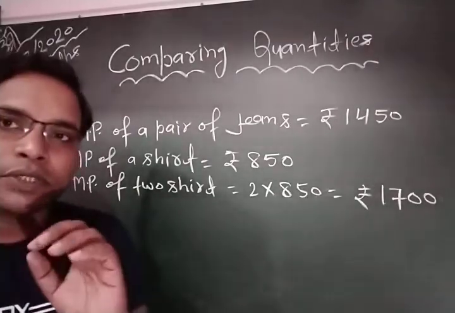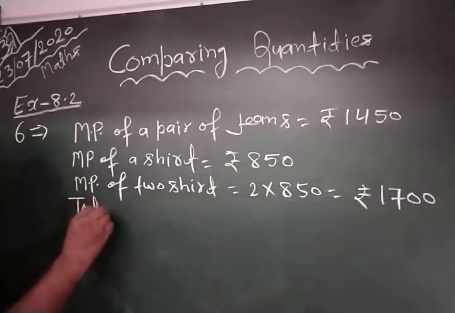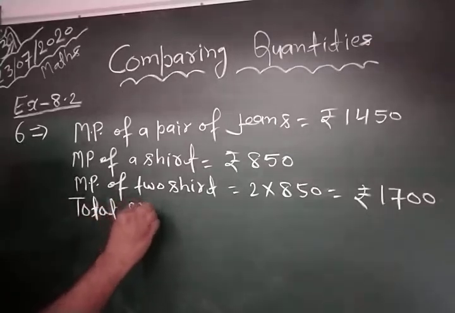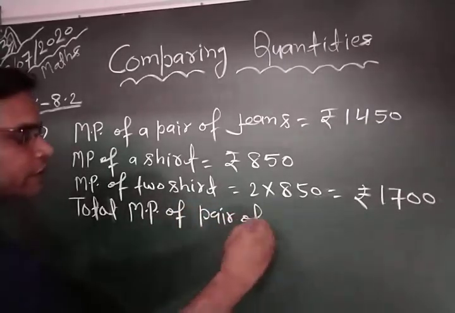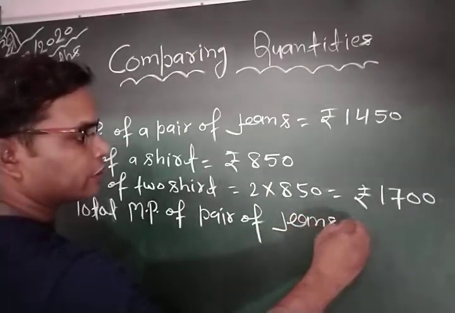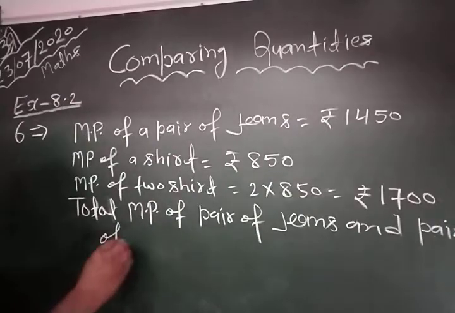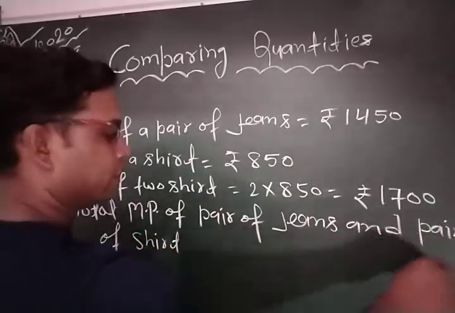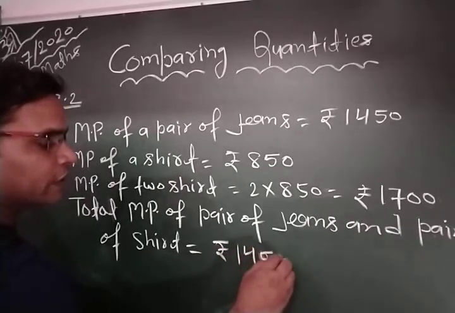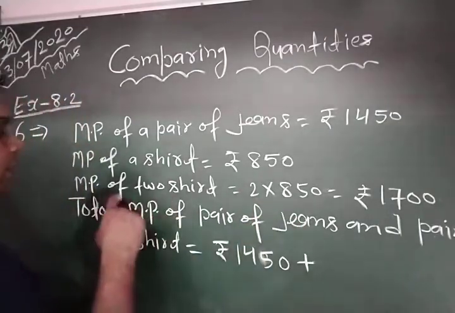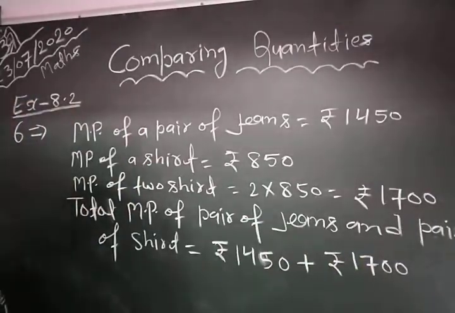Now we find the total marked price of the pair of jeans and two shirts. Pair of shirts means two shirts. The pair of jeans is given as rupees 1450, plus the MP of two shirts, which is rupees 1700. This is clear now.